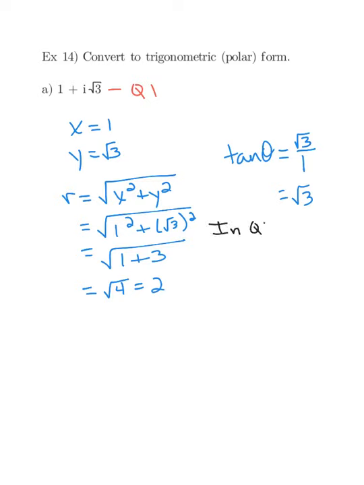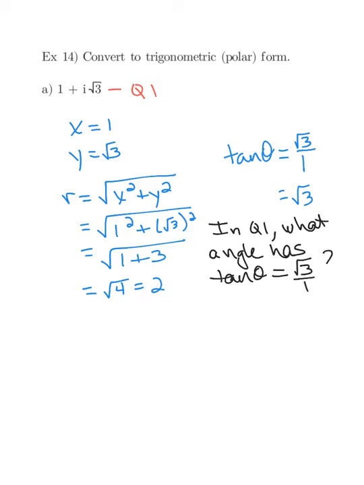In quadrant 1, what angle has tangent equal to the square root of 3, or the square root of 3 over 1? That's what you're looking for. So looking at the unit circle in quadrant 1, we now know that the theta we have to be talking about is pi over 3.